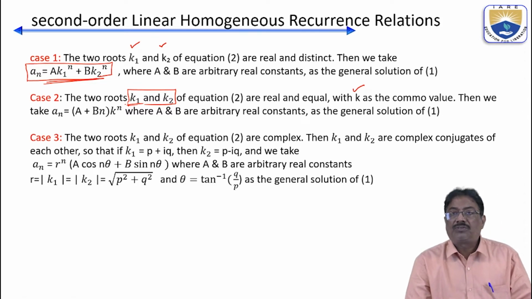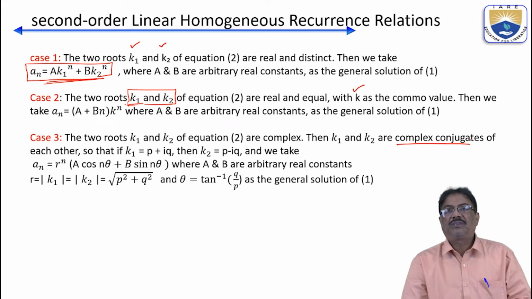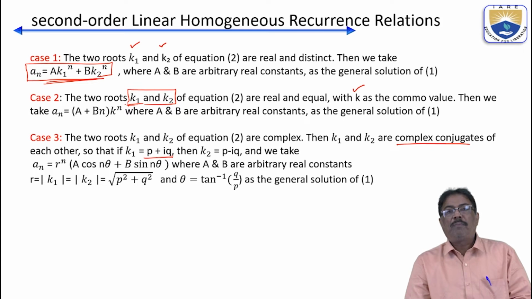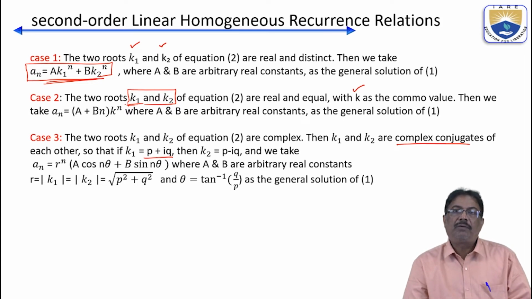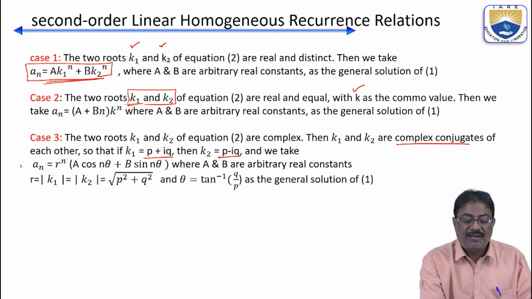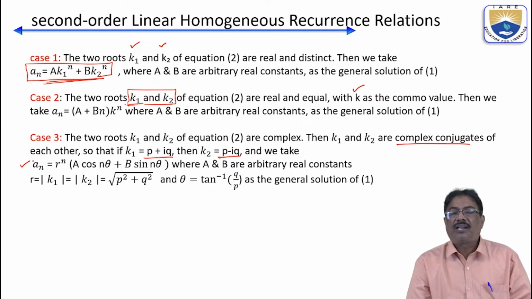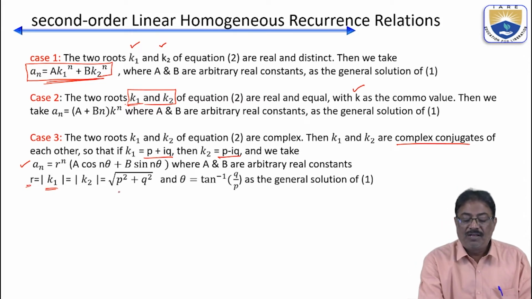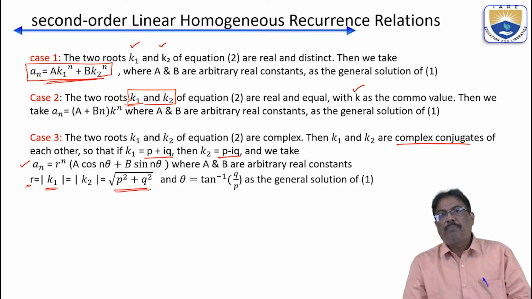Now the roots are complex roots. Whenever complex roots occur, they are conjugates of each other. Suppose k1 is equal to p plus iq, then k2 is equal to p minus iq. Then we consider the solution a_n equals r to the power n times (a cos n theta plus b sin n theta), where a and b are arbitrary constants and r is the modulus of k1 or modulus of k2, which equals the square root of p square plus q square.